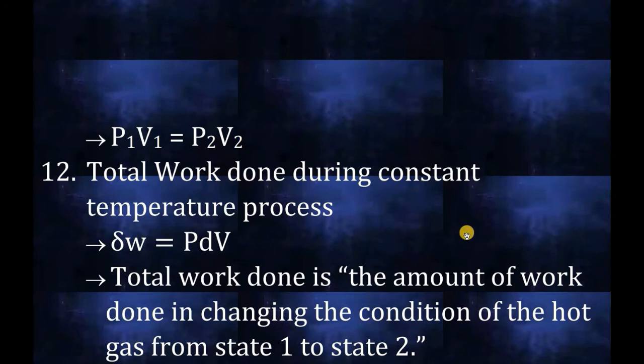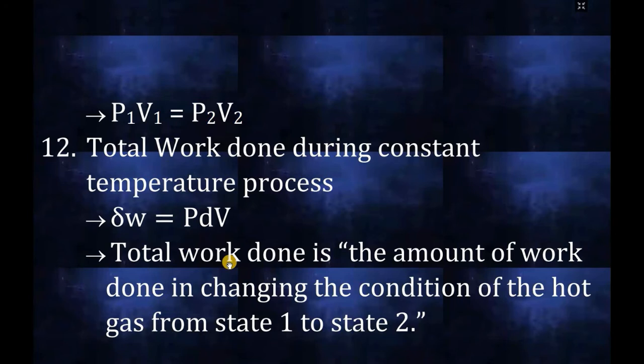Now we will find the total work done during this constant temperature process. For finding the total work done, we will apply thermodynamic work done formula, and the formula is dou W is equal to PdV, where dou W is differential work, P is pressure, dV is change in volume or differential volume. First of all, I will give you the definition of total work done of this constant temperature process, and the definition is the amount of work done in changing the condition of hot gas from state 1 to state 2.